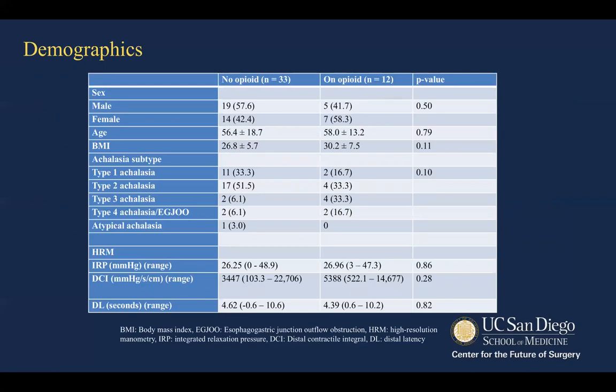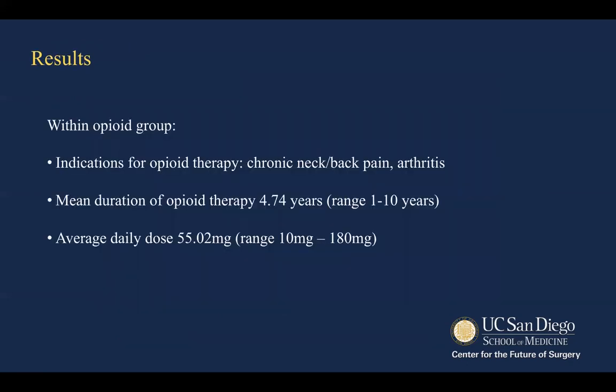Achalasia subtypes between groups are shown here. Additionally, no significant differences were noted in high resolution manometry data points between groups. Within the group of patients meeting criteria for chronic opioid use, indications for opioid therapy included chronic neck and back pain and osteoarthritis. The mean duration of opioid therapy was 4.7 years, ranging from 1 to 10 years, and average daily dose after conversion to morphine equivalents was 55 milligrams.